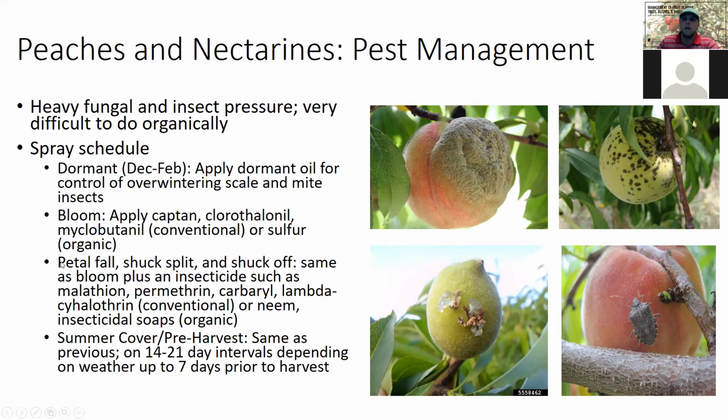You have to spray at bloom, petal fall, shuck split, and shuck off. I would consider all of these almost essential if you really want to have quality fruit.